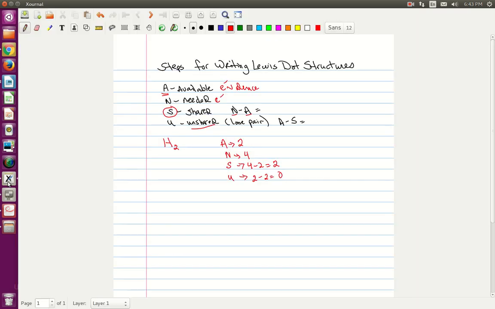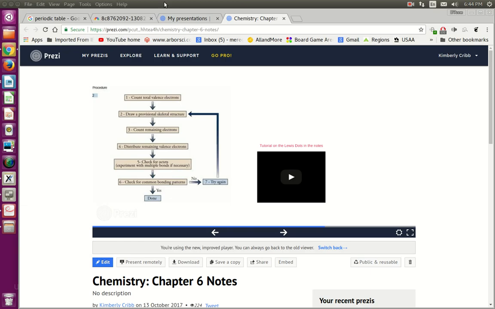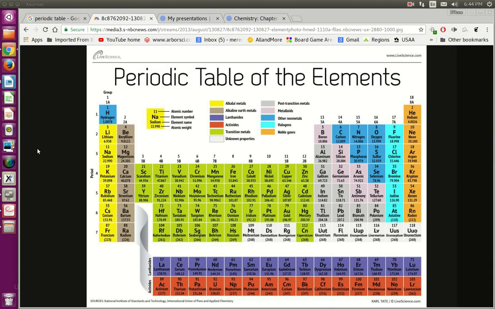So we're going to go back, and so the steps for writing Lewis dot structures. First thing you're going to always need, you're going to have to be able to look at a periodic table. So keep that in mind. You always need a periodic table. All right, and I've got one pulled up for us so we can refer to it. And so we'll go back over here. Here's the periodic table. We're going to be doing hydrogen initially.